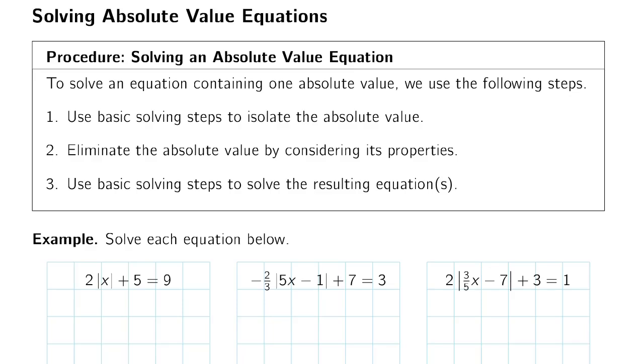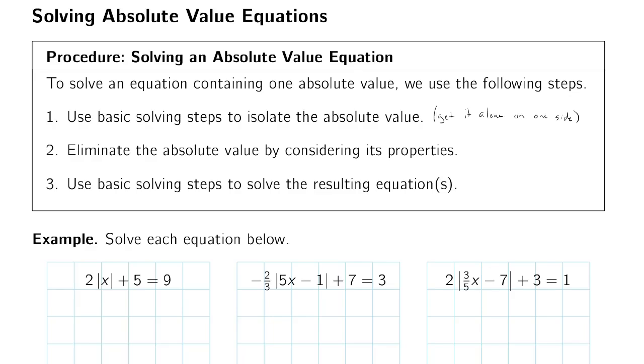So in this case, we'll use the basic solving steps to isolate the absolute value. That means get it alone on one side of the equation. Then, by thinking about the properties of the absolute value, we'll eliminate the absolute value itself. So there are two numbers with any positive absolute value. The only number with absolute value 0 is 0. And then there are no numbers with any negative absolute value.